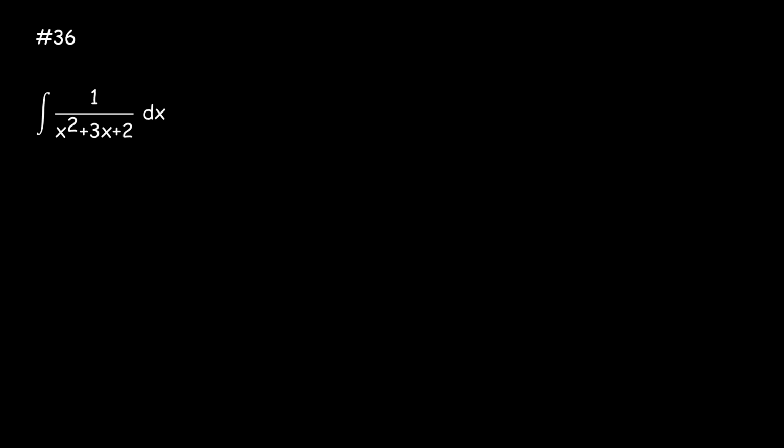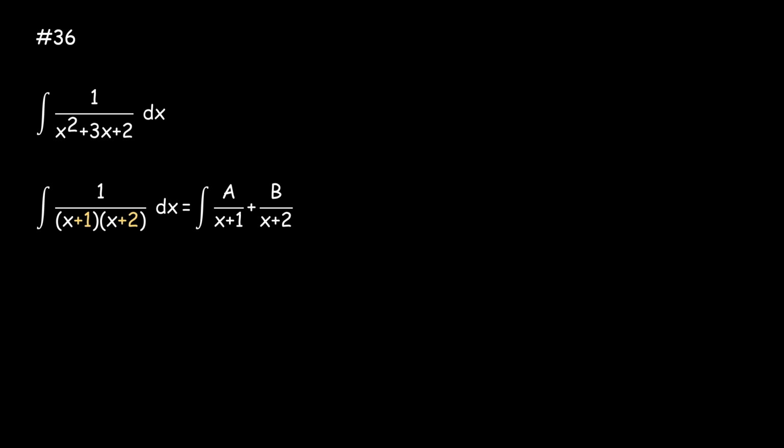36. We have the integral of 1 over x squared plus 3x plus 2 dx. Here we need to use partial fractions. But first we factorize the denominator. We find two numbers that multiply to give 2 and add to give 3. That will be 2 and 1. So it will be the integral of 1 over x plus 1 times x plus 2.